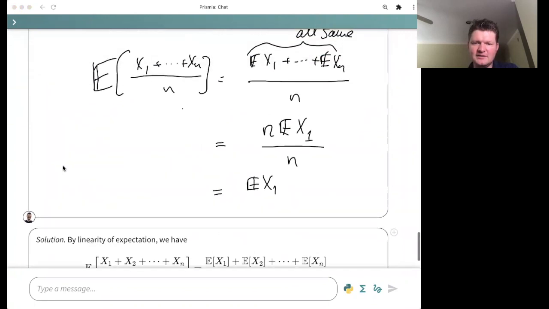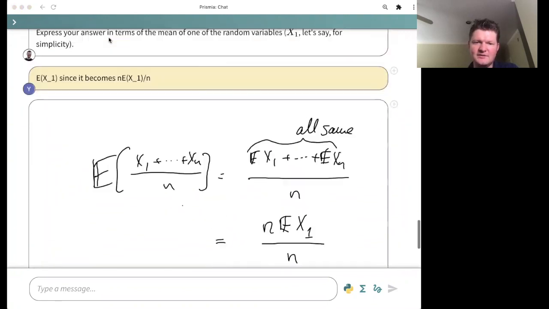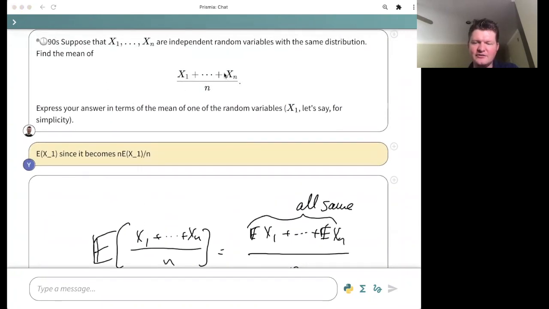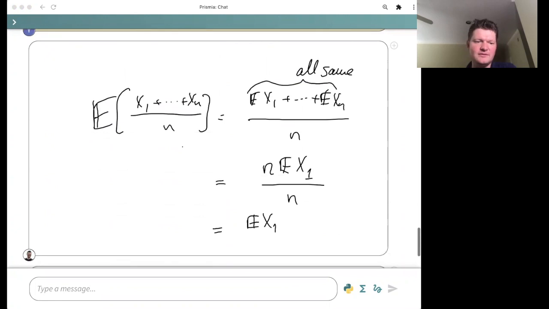Either way, you can see that the expectation of an average of some identically distributed random variables is just equal to the mean of each of those random variables.